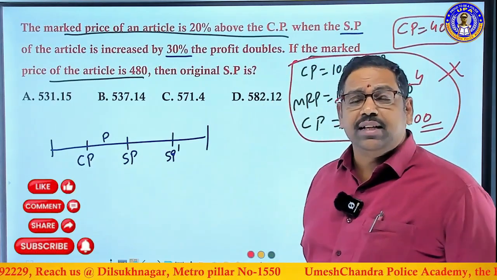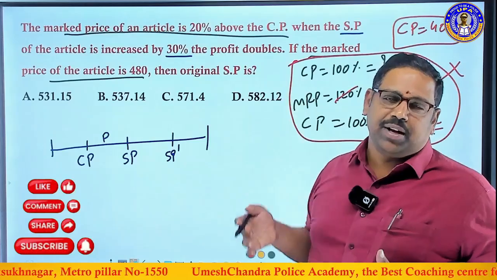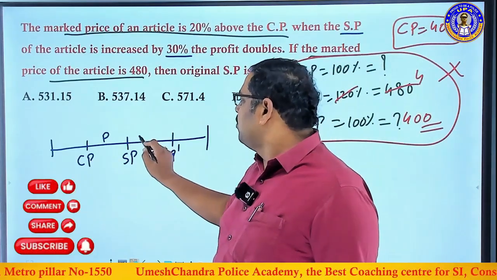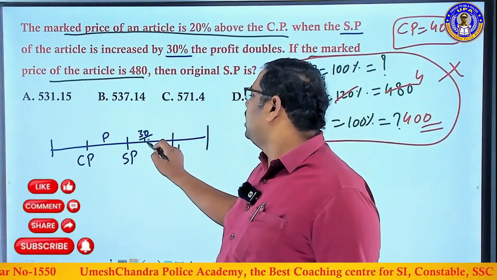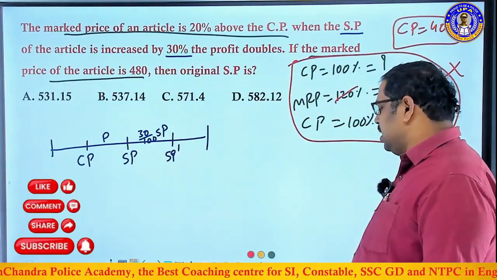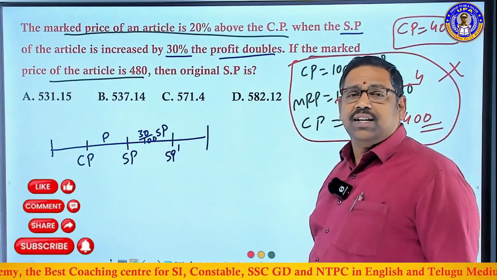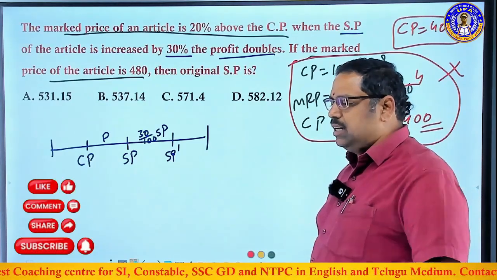This is how much more than the selling price? 30% more than the selling price, right? 30% increase of the selling price. Which means this gap is nothing but 30 by 100 into selling price. Now what is specified is that the profit is getting doubled. That makes sense here.